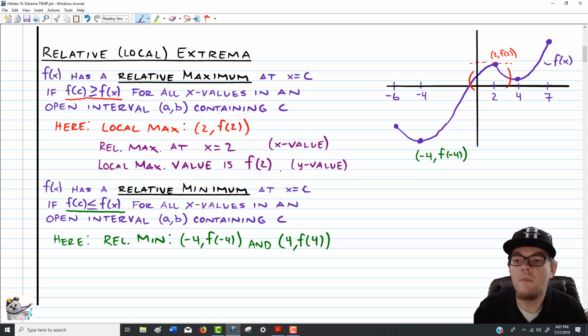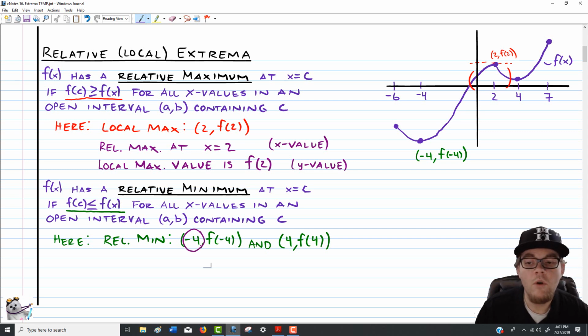And of course I did these for maximum. We could just as easily do them for minimums. Like we would say for the relative minimum down below, the relative minimum is at x equals -4 to give its location, and the relative minimum value is f of -4. So those notations work just as well for both different things that we're going to hit.